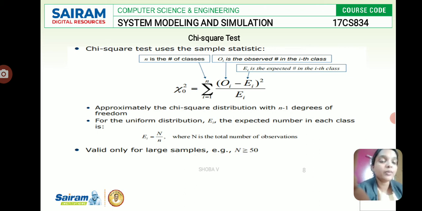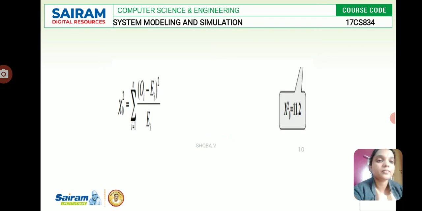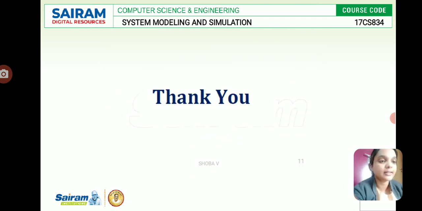Now once again we'll see this formula: chi-square naught equals the summation from i equals 1 to n of (Oi minus Ei) the whole square divided by Ei. This is the example for the table. There is an interval of 1 to 10, and an upper limit of 0.1 to 1, and for all the parameters they have given the values. When we apply them into that formula, we can find out whether to accept or reject. So this is formula based. Yes, thank you.